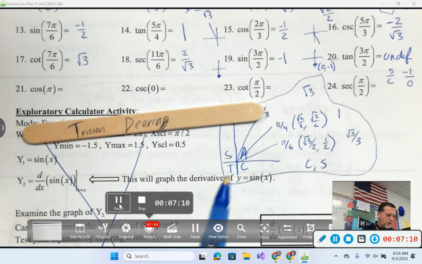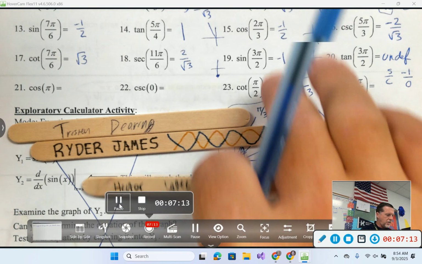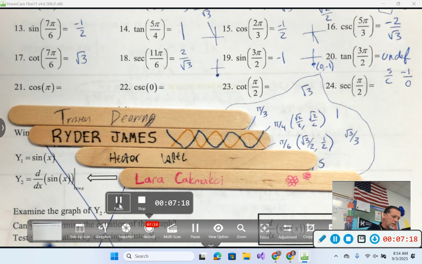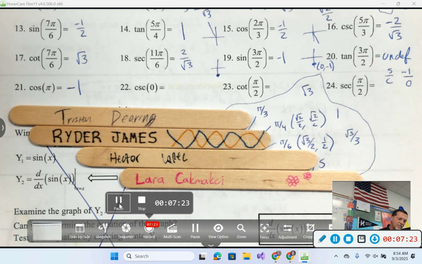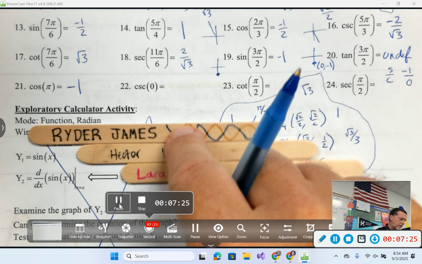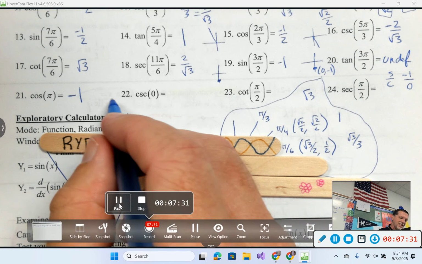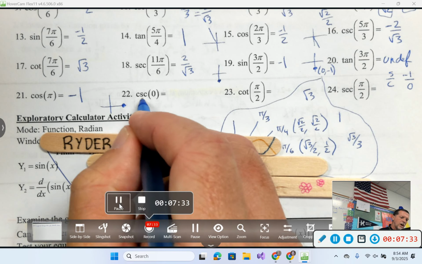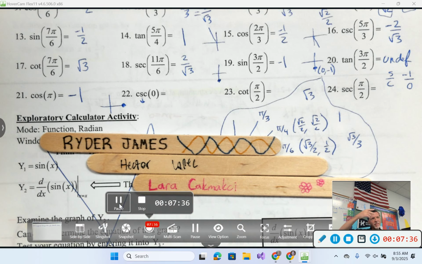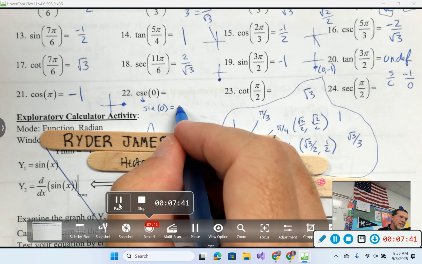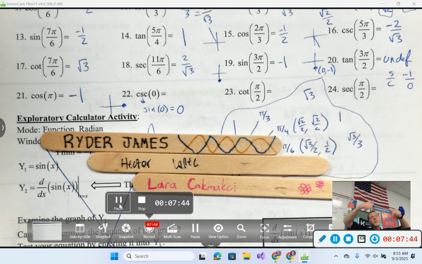Last four, Tristan, Ryder, Hector, Laura. Tristan, cosine of pi, negative 1, so that's just over on the left. Ryder, the cosecant of 0. Who is cosecant reciprocal partners with? Sine. And what's the sine of 0? The sine of 0 is 0, right? Right. So if I flip 0 over, undefined.